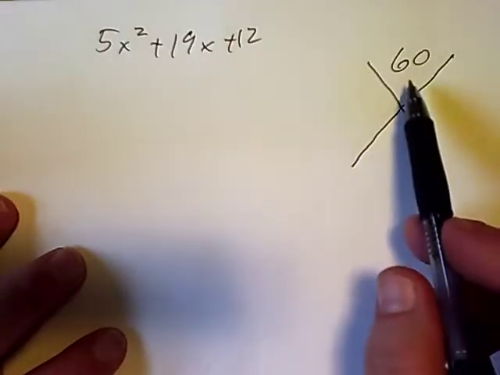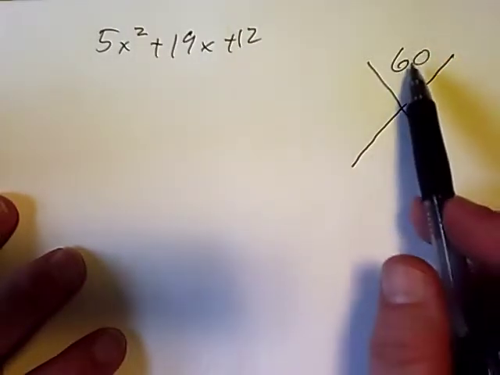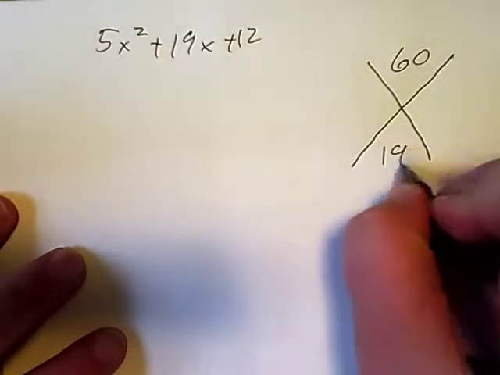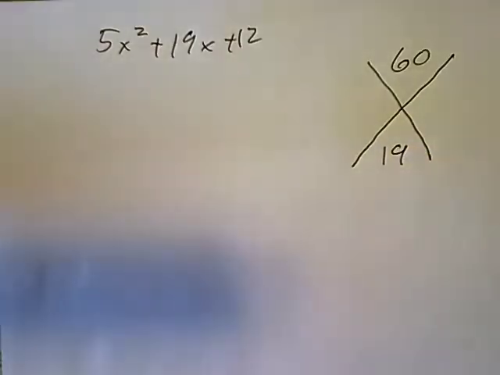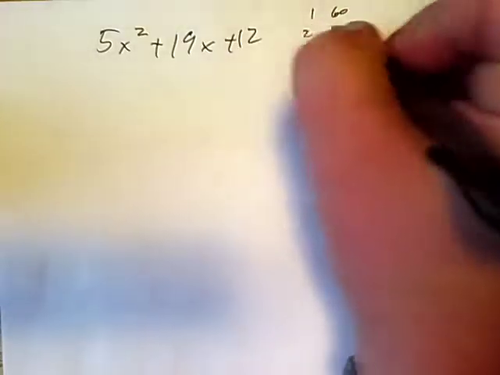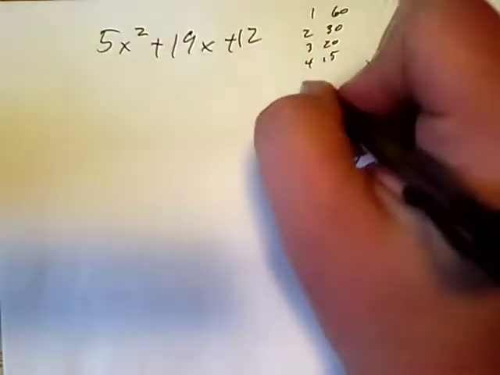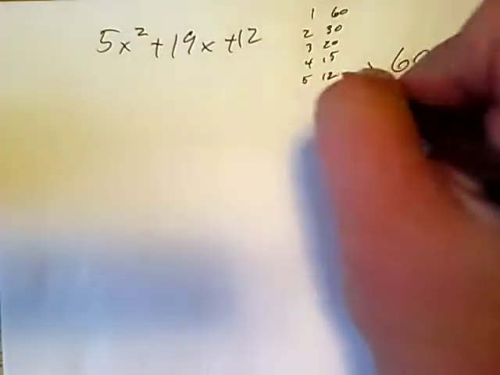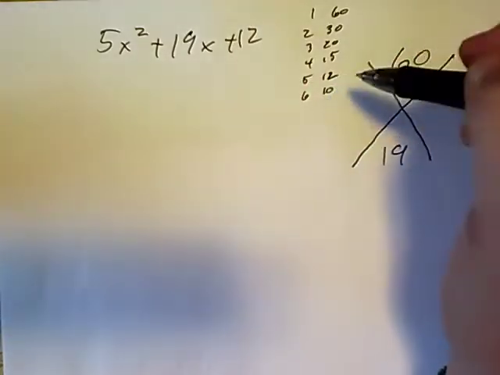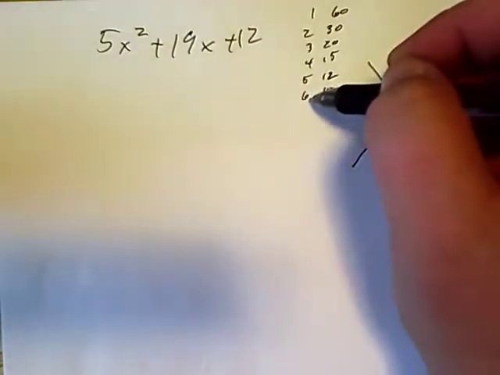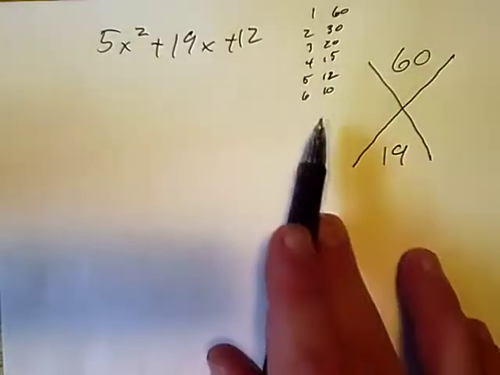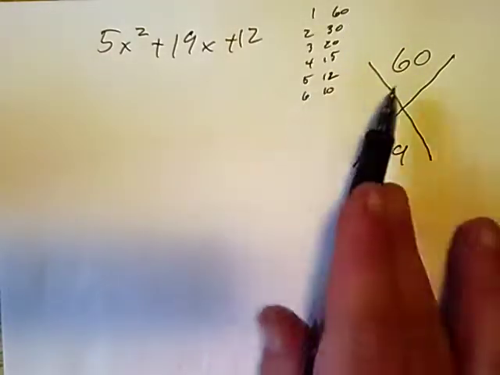And now I need to come up with numbers that multiply to 60 and add up to 19. Well, what are all the factors of 60? We have 1 and 60, 2 and 30, 3 and 20, 4 and 15, 5 and 12, 6 and 10, 7, no, 8, no, 9, no. Okay, so those are all the factors of 60 as quickly as I could.